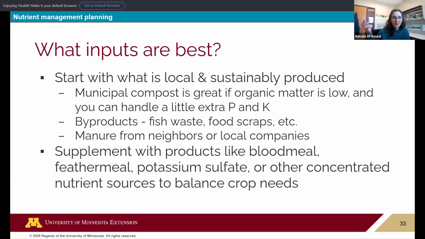Think about byproducts, like fish waste, if you live in a community where there's fish processing, or food scraps. Think about manure from your neighbors, or there are a lot of local companies that sell manure products. And then we also want to think about supplemental products that are more specifically just adding the nutrients you need. So if you have plenty of phosphorus in your soil and you need some nitrogen, things like blood meal or feather meal will provide that targeted nitrogen without the extra stuff. If you need some potassium, but you don't need more phosphorus, potassium sulfate can be a good option.